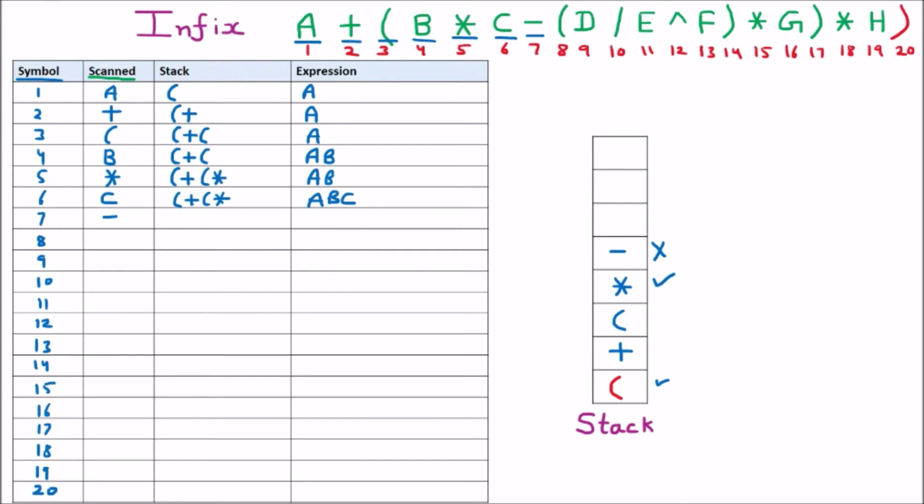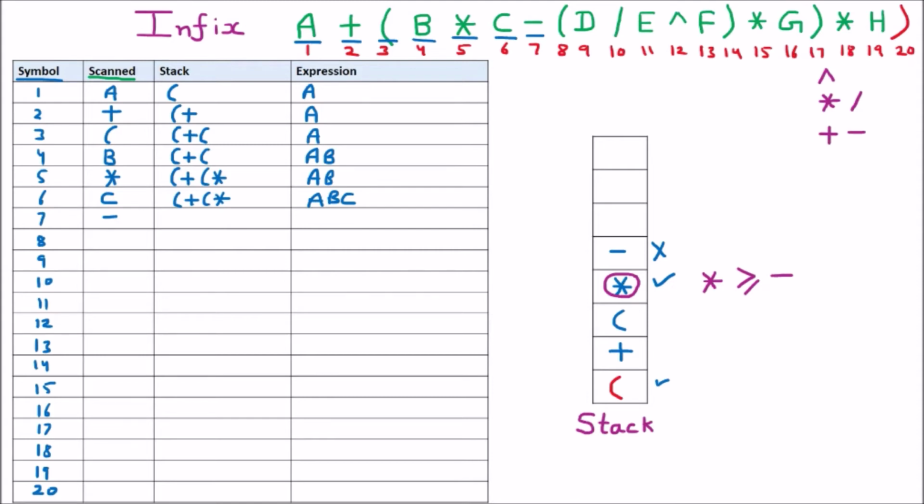The existing symbol is star. So we have to check whether the existing operator, which is a star, has greater or equal precedence than the incoming operator. The incoming operator is minus. And we know the precedence of the operators. The top precedence is given to the power. Then star and divide are given the next precedence. Then the precedence is given to plus and minus, and afterward the bracket comes.